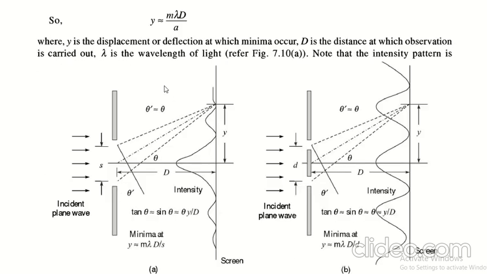Now coming to the figure, in figure A you can see the single slit, and in figure B you can see the double slit. So here y equals m lambda by d, where y is the deflection or displacement at which minima occurs, d is the distance at which observation is carried out, and lambda is the wavelength of light.